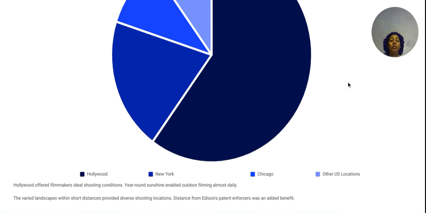And then going on, they want to create the set rather than actually going to a real life location, which costs a lot more money as well. So it's shorter with distances and diverse shooting locations. Let's say, rather than go to New York, you build New York, basically. That's what this is about.